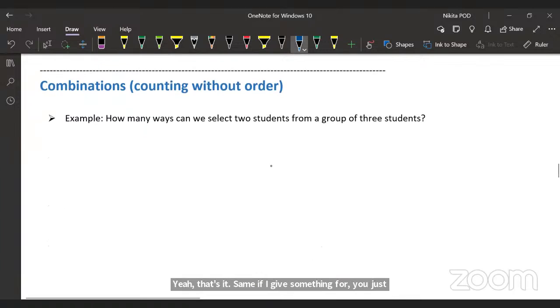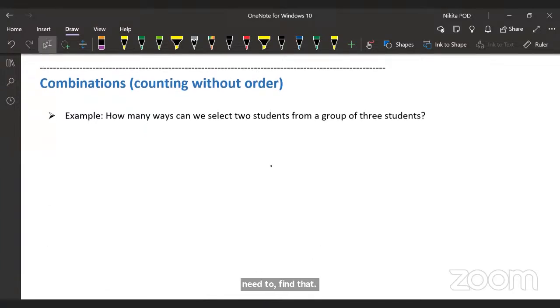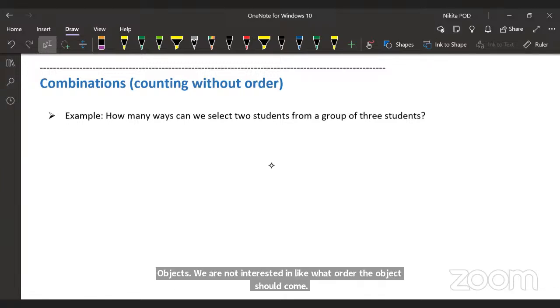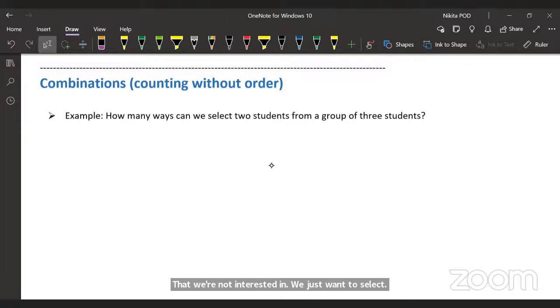Okay. Then next comes the combination. In the combination, we are only interested in selecting objects. We are not interested in what order the objects should come. We just want to select from a group of objects.